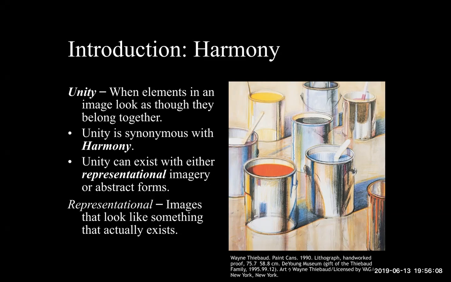And over on the right, you can see a painting by Wayne Thiebaud, and it is of paint cans. There's unity in the shapes. There's unity in the colors used. It looks harmonious. Unity can exist, as it does here, with representational imagery, or it can exist with abstract forms. And what representational imagery means is simply that it looks like something that actually exists in our world.